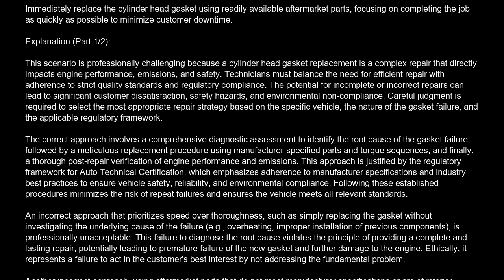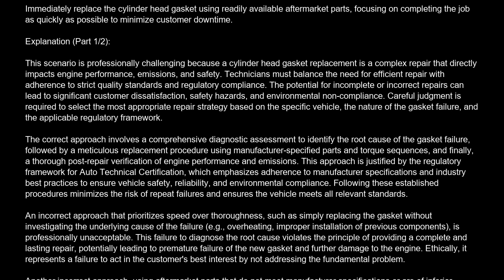An incorrect approach that prioritizes speed over thoroughness, such as simply replacing the gasket without investigating the underlying cause of the failure, e.g., overheating, improper installation of previous components, is professionally unacceptable. This failure to diagnose the root cause violates the principle of providing a complete and lasting repair, potentially leading to premature failure of the new gasket and further damage to the engine. Ethically, it represents a failure to act in the customer's best interest by not addressing the fundamental problem.